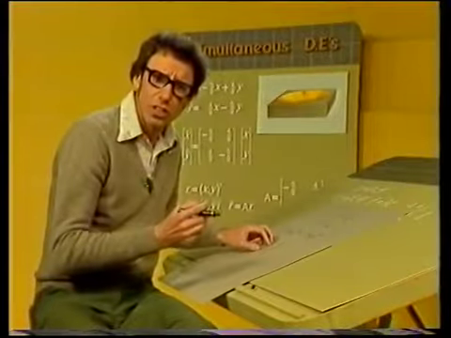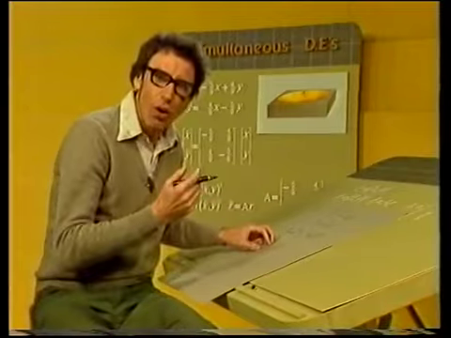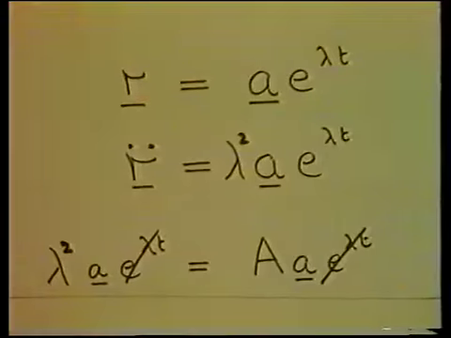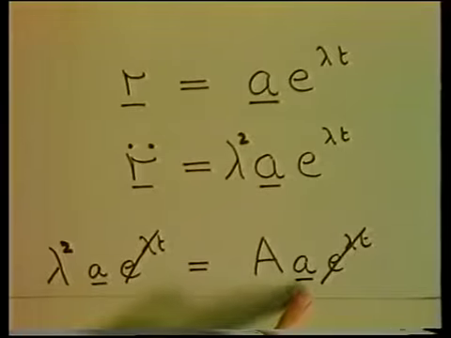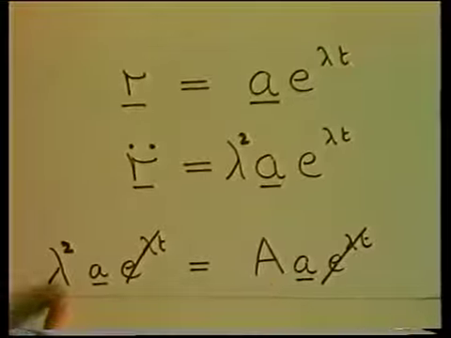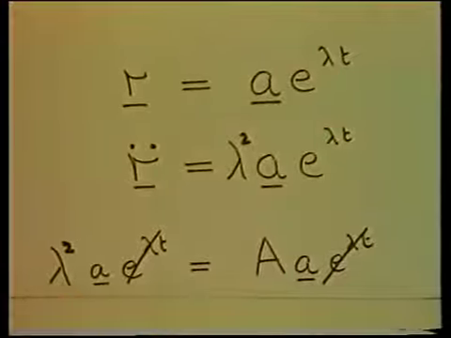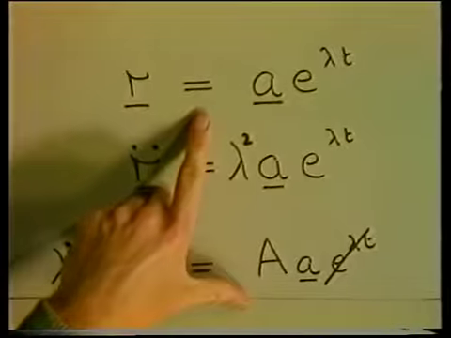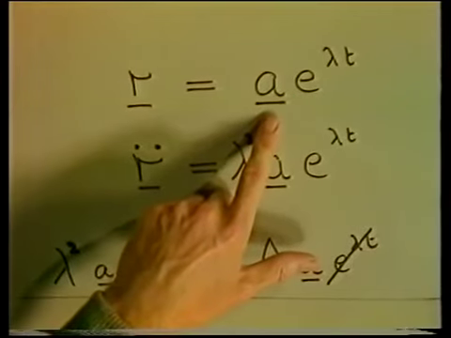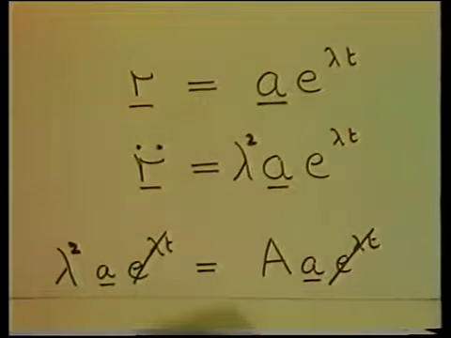But what about this condition? I hope you recognize it, because it's nothing more than the definition of eigenvalues and eigenvectors. What it says is that the vector a is an eigenvector of the matrix A, and that lambda squared is an eigenvalue of A. So I've shown that I have a solution of my equation of this form, just so long as a is an eigenvector of the matrix A and lambda the square root of an eigenvalue.